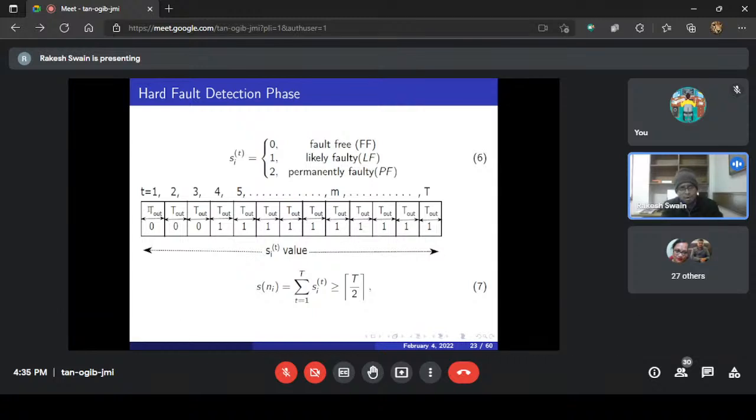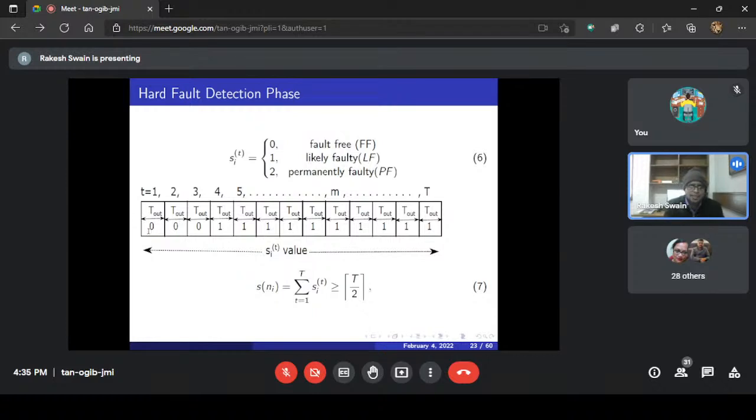So in each timeout period, whenever the sensor node sends the data to the coordinator node, the coordinator node sends the message, and then the sensor node sends an acknowledgement. If it is not received in that time period, then the register value will be changed.